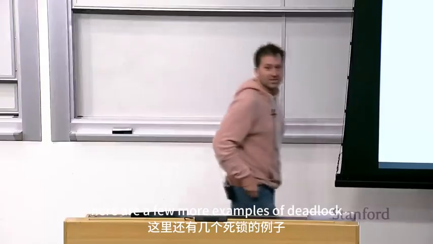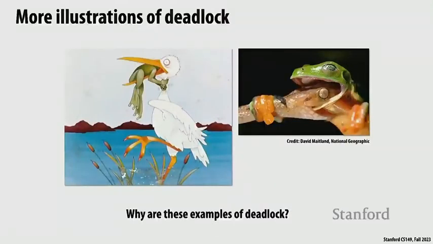Here are a few more examples of deadlock for our more nature-loving folks. Make sure you can convince yourself why these are deadlock. Nobody's willing to relinquish a resource because they don't trust the other party, and since that's the case, no progress is being made.